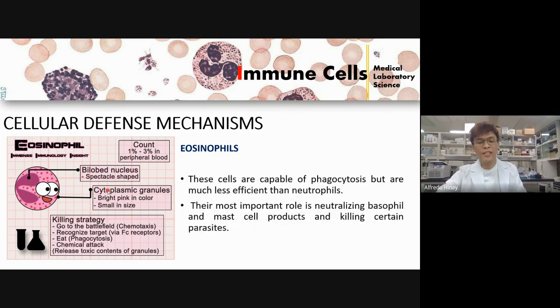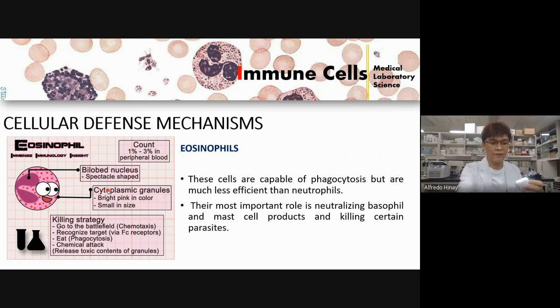So these cells are capable of phagocytosis together with your neutrophil, take note of that one, but are much less efficient than your neutrophil. Okay? So, ibig sabihin class, if they have a parasite, for example. This one is your parasite class. And then you have your cell. This one is your eosinophil. Then your eosinophil will try to eat that up. Pero hindi niya makain class.